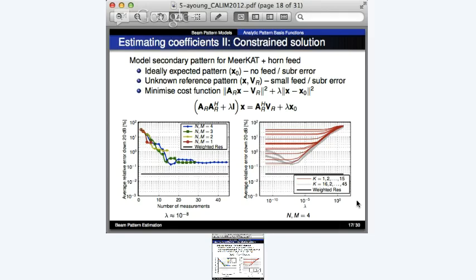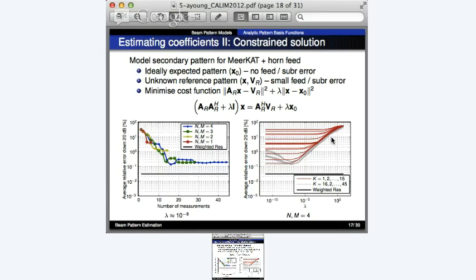which means that it doesn't matter how many measurements you actually take to find the perturbed pattern, you're actually still fixed at the ideally expected pattern, which causes this relatively large error. However, if we reduce the dominance of this term, adding more measurements, the model error actually becomes more accurate.